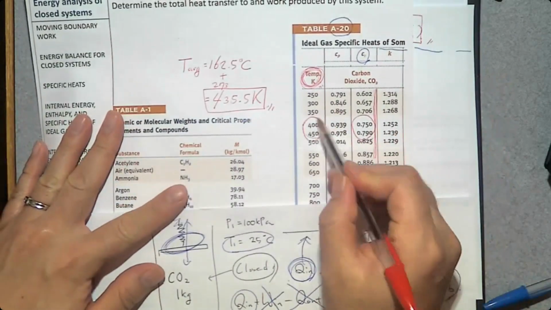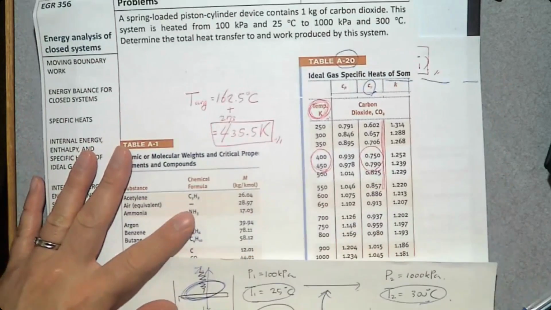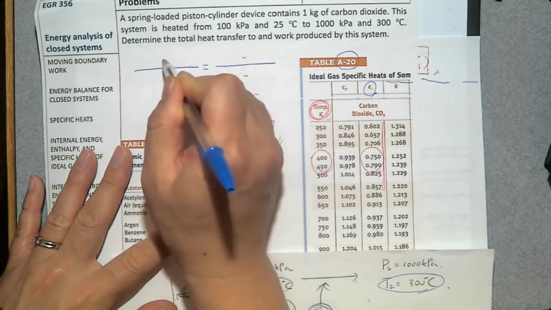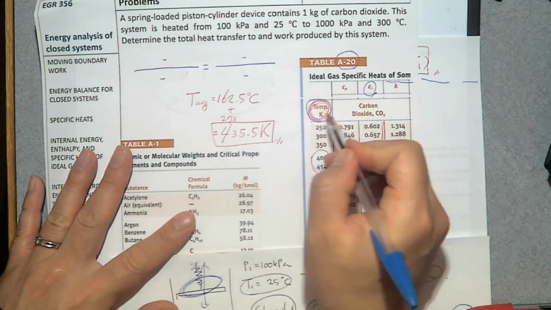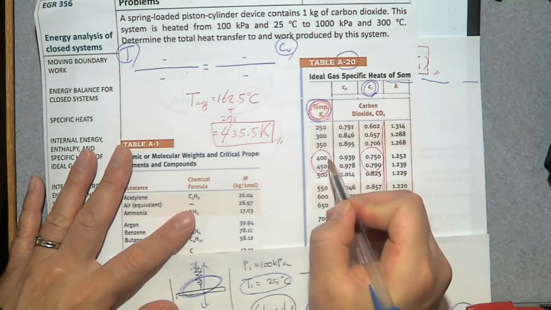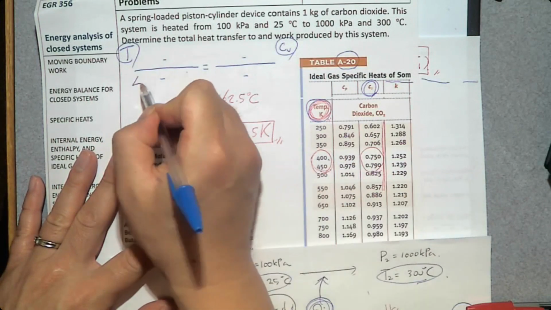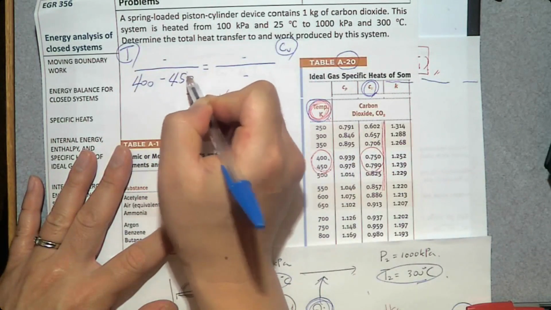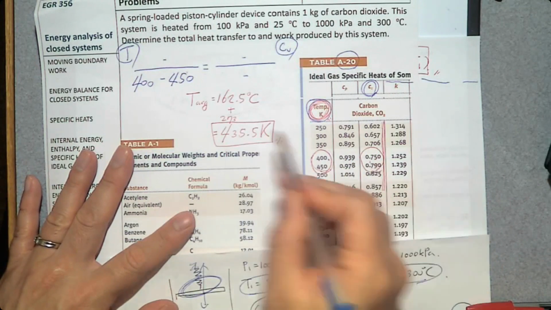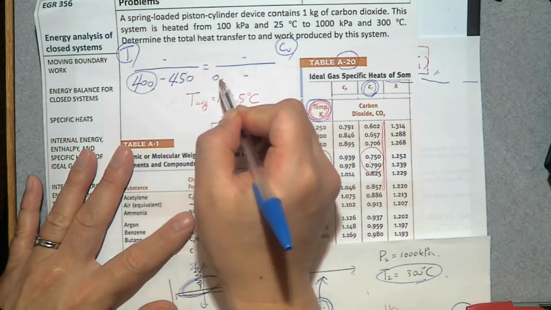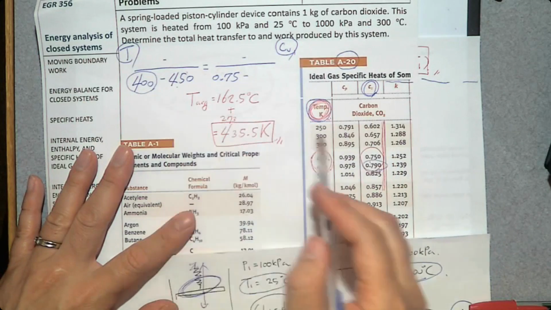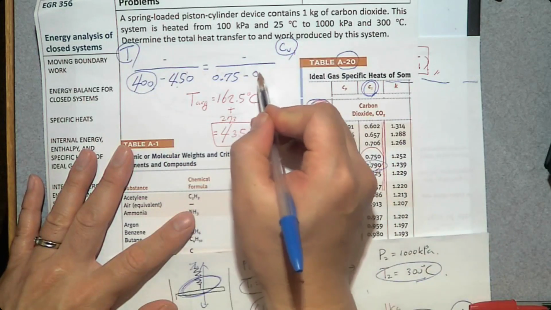We have 400 and 450. So this is the linear interpolation equation. The left-hand side is temperature T. The right-hand side is CV. We have 400 and 450. The CV value at 400 is 0.75. The CV value at 450 is 0.79.